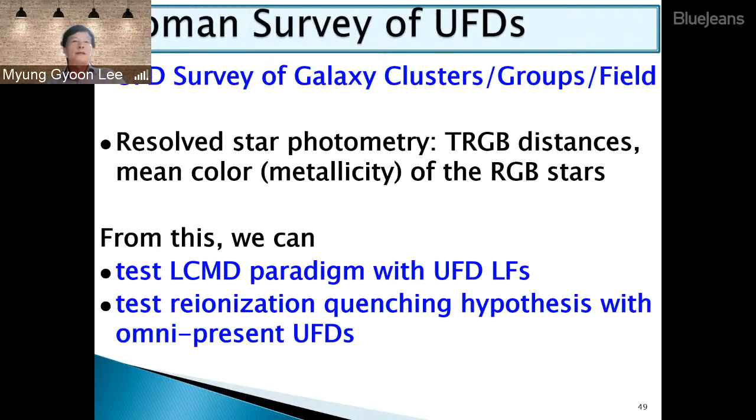So you can do a UFD survey of galaxy clusters and groups and fields. From the result of stellar photometry, you can get their distances so that you can tell whether they are members of the cluster or not. And also you can derive the mean color corresponding to metallicity. From this, you can test the lambda CDM paradigm with the UFD luminosity functions, and also you can test the reionization quenching hypothesis with omnipresent UFDs.